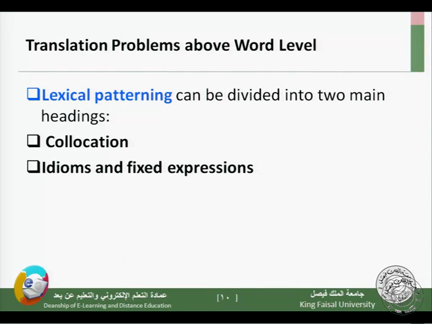Now, so far, I have explained to you the problems, lexical problems at morpheme level and at word level. Just very briefly, I have done so, but now we move to a higher level, and it's called above word level. Now, above word level, you need to look at two headings: collocation, idioms, and fixed expressions. And I will explain to you what we mean by collocation and idioms and fixed expressions. So you have a morpheme, you have a word, then you have a collocation, and then you have idioms and fixed expression.